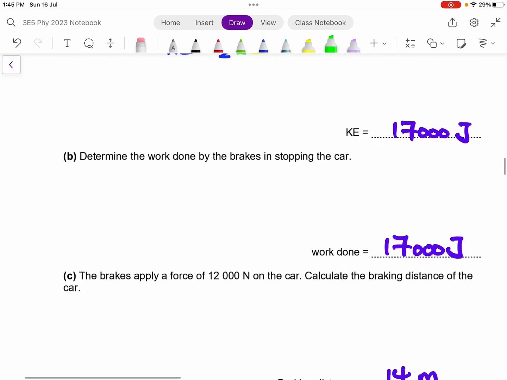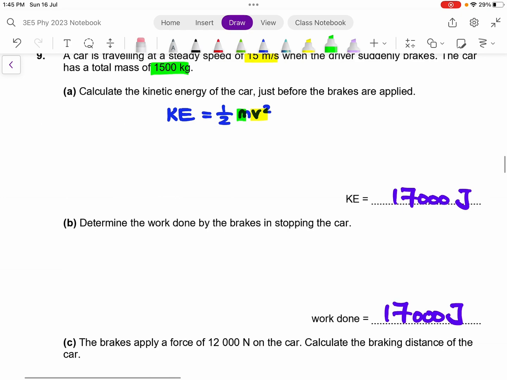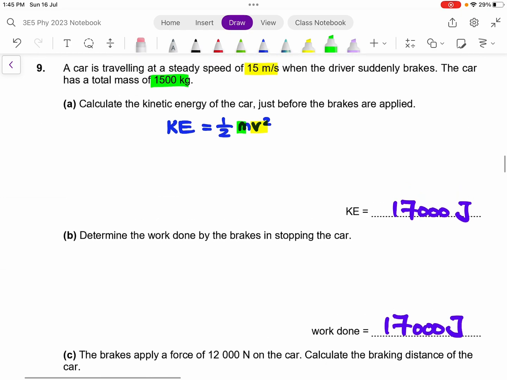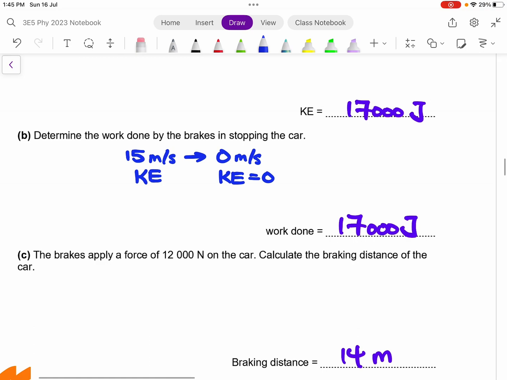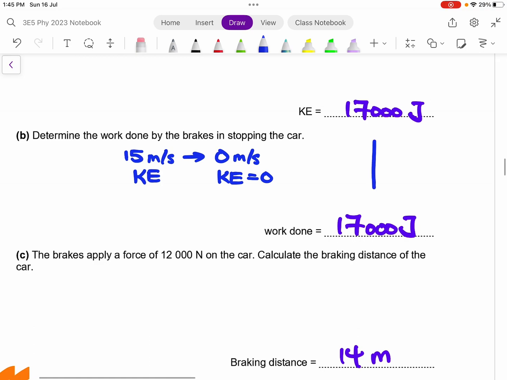9B, the work done by the brakes, you are actually changing the speed of the car from 15 meters per second to 0 meters per second. So you started with a large sum of KE, and towards the end you have 0 KE. So what does it mean? It means that this work done by the brake must account for the amount of kinetic energy that you need to remove, right?